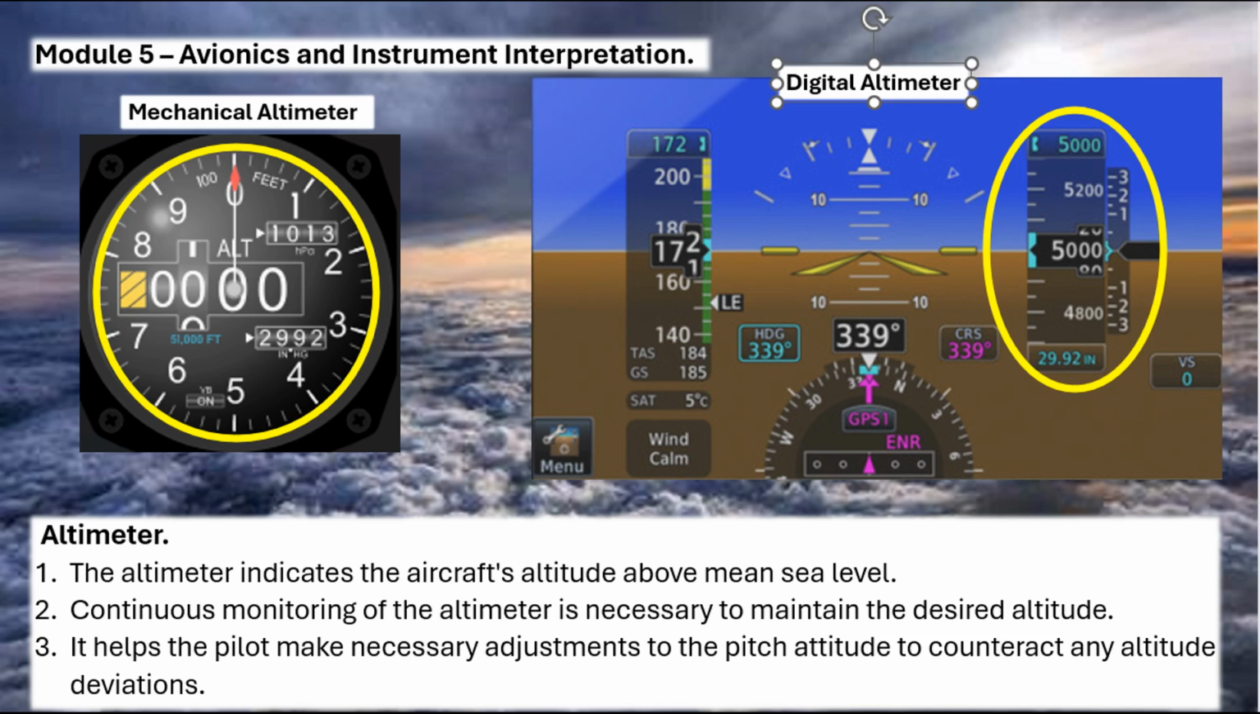Altimeter. 1. The altimeter indicates the aircraft's altitude above mean sea level. 2. Continuous monitoring of the altimeter is necessary to maintain the desired altitude. 3. It helps the pilot make necessary adjustments to the pitch attitude to counteract any altitude deviations.